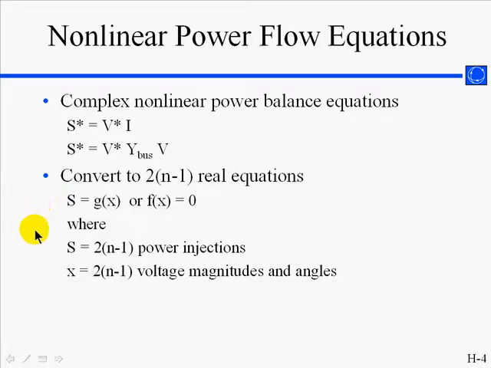And we need to solve for the x variable, which is also called the system state, which consists of all the voltage magnitudes and angles at every bus in the system. The n minus 1 comes about because of the slack bus, or the reference bus, for which the voltage magnitude and angle are given, and then everything else in the system is solved relative to the voltage magnitude and angle that occurs at the slack bus.